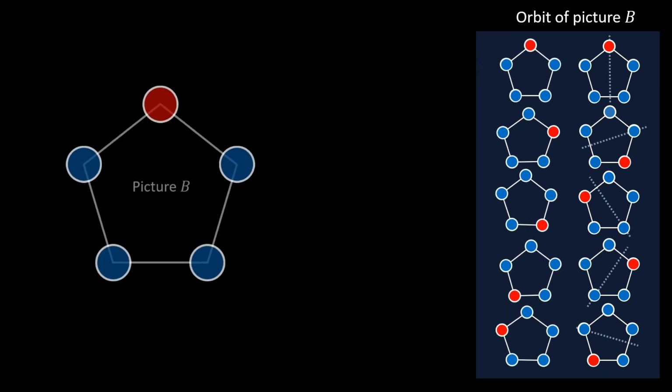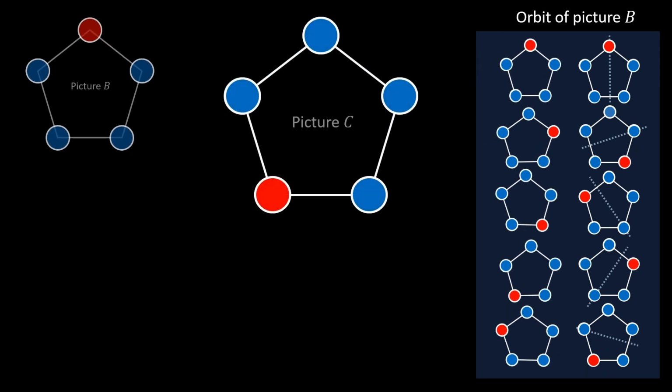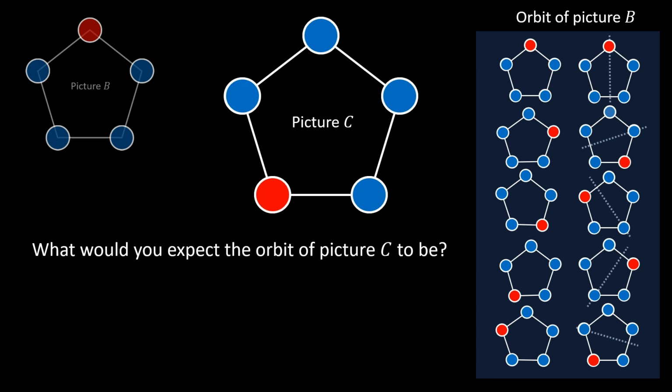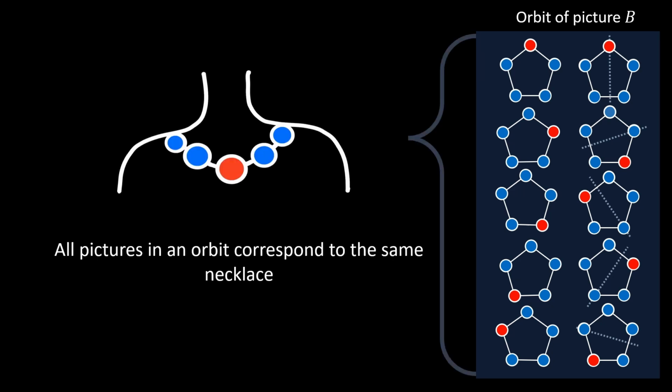Now, what would you expect the orbit of this necklace to be? Note that this necklace was in the orbit of our previous necklace. Take a moment to pause the video and think about this. The answer is that the same orbit would be obtained. A very important fact for this problem is that any 2 necklaces in the same orbit may be different pictures but are the same necklace.